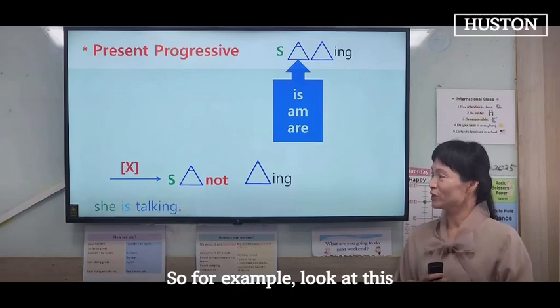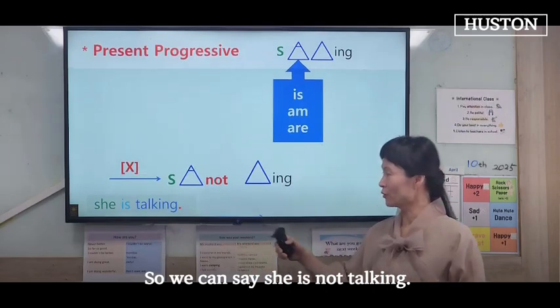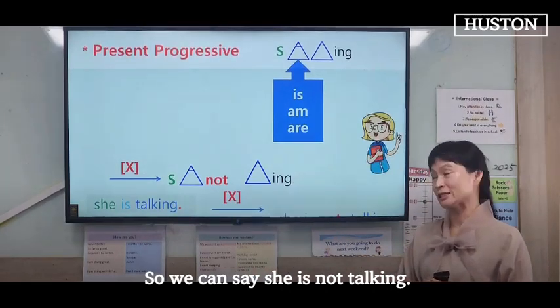Well done. So for example, look at this. She is talking. Is is a be verb, right? So we can say, she is not talking.